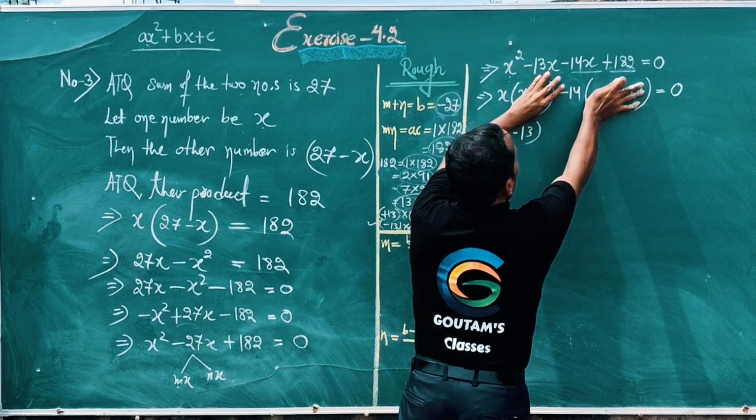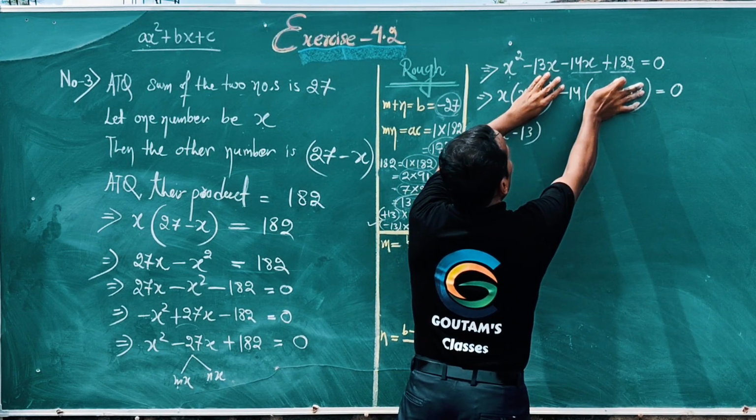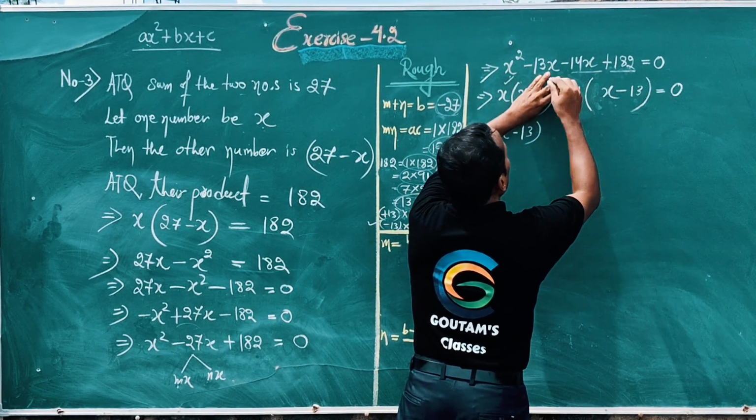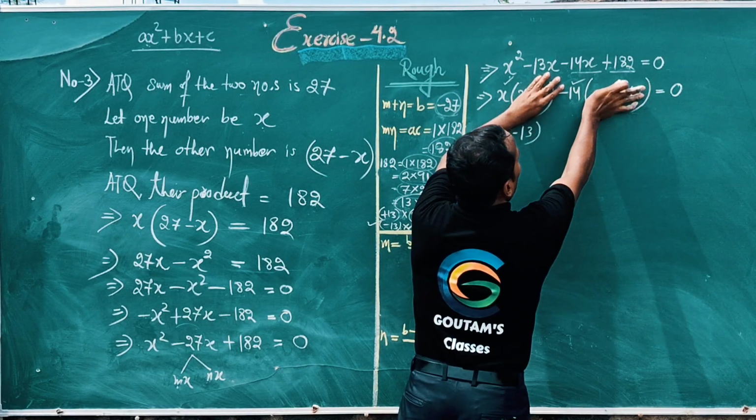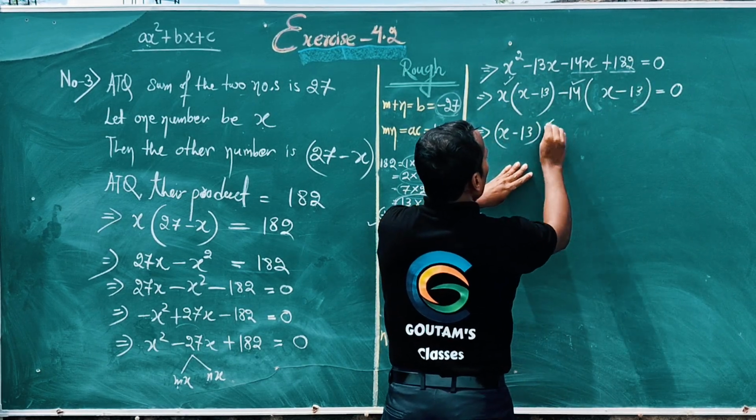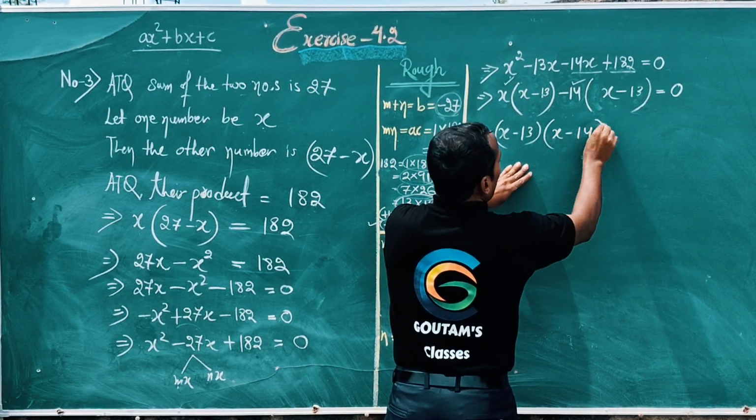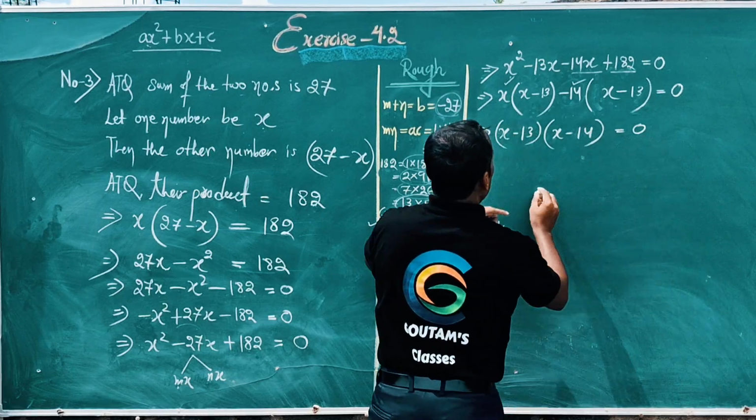After taking x minus 13 as common factor, what is left? You can see x is left in the first part and minus 14 is left in the second part. Write x and minus 14. X minus 14 equals 0.